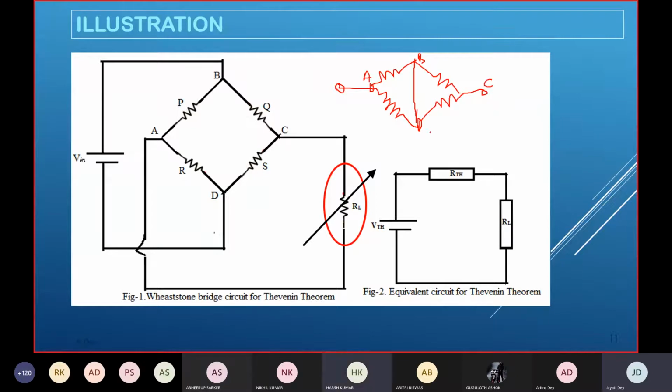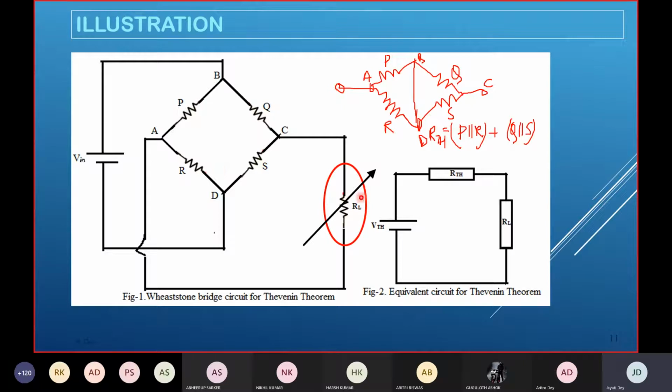Yes, ma'am. So what does it mean? BD shorted means this P and R will be in parallel to each other, and Q and S will be in parallel to each other, and these two equivalents will be in series. So P parallel R plus Q parallel S. Am I correct? Yes, ma'am. If these resistances are known to you, you can find it. Okay, fine. Achha.